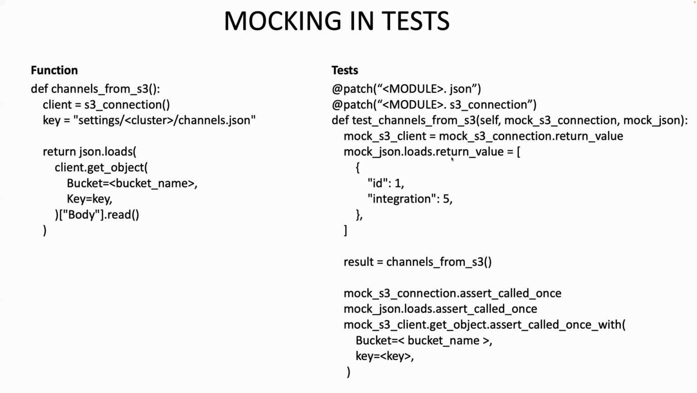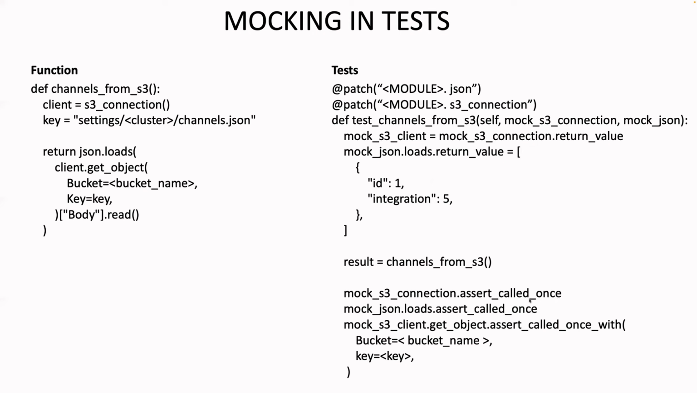The assertion would just be, does it match this? Which it would, because I've given it the result myself. But you could still make that assertion to make sure result is equal to whatever the mock of JSON loads returns. And then the next thing is to make sure that the connection was called once. And assert called once just means, is it called literally once, basically? And that's what it checks.